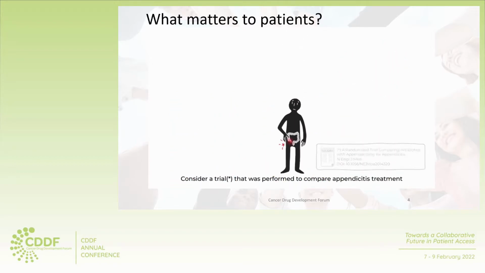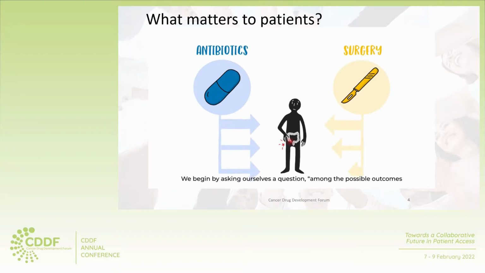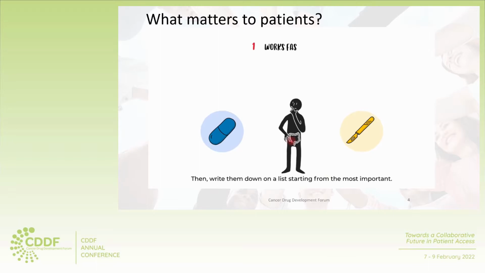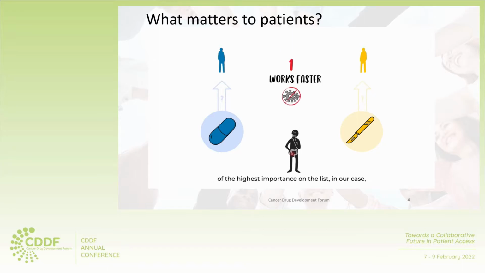Consider a trial that was performed to compare appendicitis treatment by antibiotics rather than the usual surgery. We begin by asking ourselves a question. Among the possible outcomes affected by this treatment, what are the most important for us personally as a patient? Then write them down on a list starting from the most important. We then take 1 patient from the antibiotics group and 1 patient from the surgery group and compare their outcome of the highest importance on the list. In our case, the number of days it took our patient to recover.